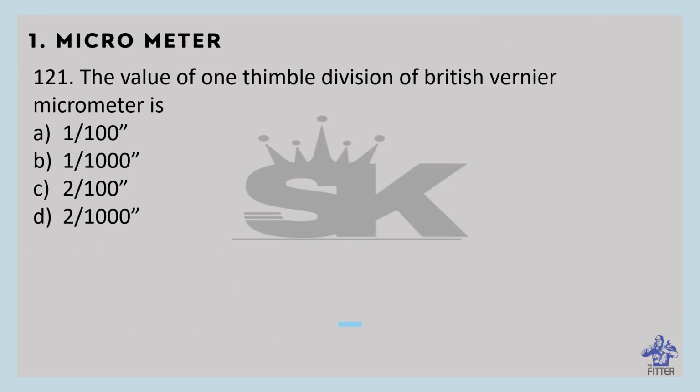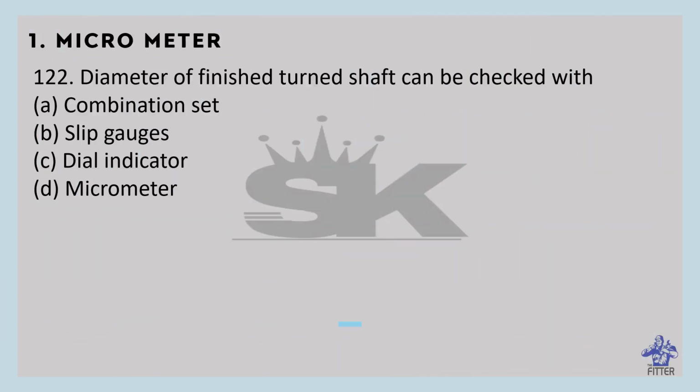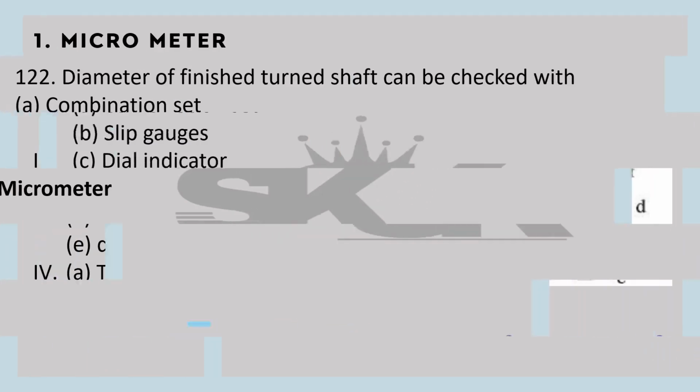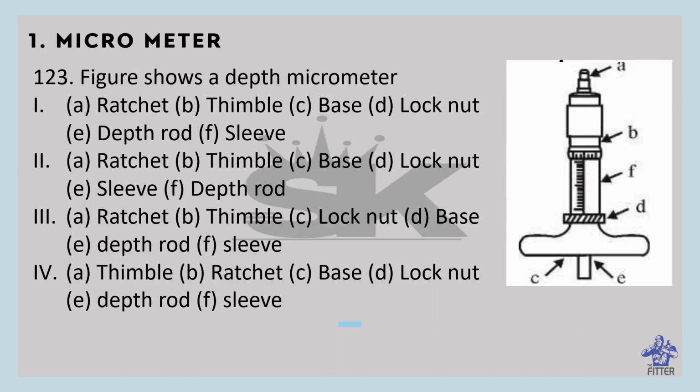The value of one thimble division of a British vernier micrometer is 1 by 1000. The diameter of a finished turned shaft can be checked with a micrometer. The figure shows a depth micrometer, and we have to name the parts in alphabetical order.